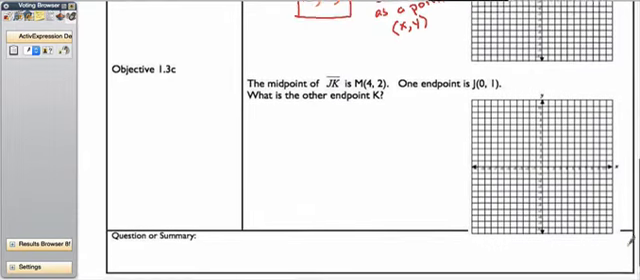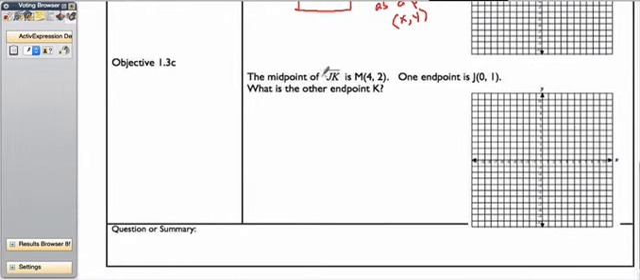This one gets a little bit trickier here. So the midpoint of JK is M, which is 4, 2, and one endpoint, which we're calling J, is 0, 1. So let's go ahead and plot 4, 2 and label it M. Pause the video and do the same, please. Okay, so there is my M, and now I'm going to plot one endpoint, which is J. Okay, so this is not the whole segment. The whole segment is JK. So this is going to go past here to someplace.